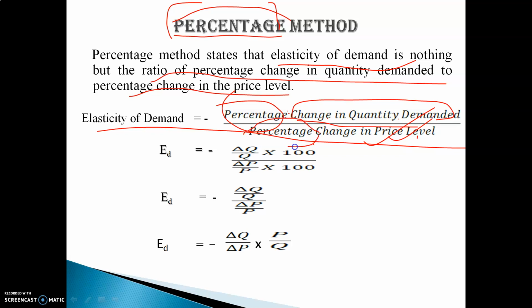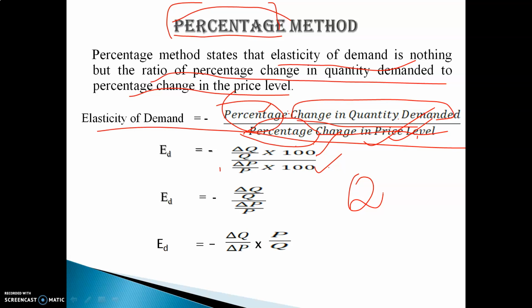Similarly, here, percentage change in the price level. Along with this change in the price level, you have the percentage term in both the two cases. Therefore, in the second step, we are multiplying both the numerator and denominator by 100 because of this percentage term. Alright. After that, change in quantity demanded. Here, we are measuring quantity demanded in terms of Q. Alright.